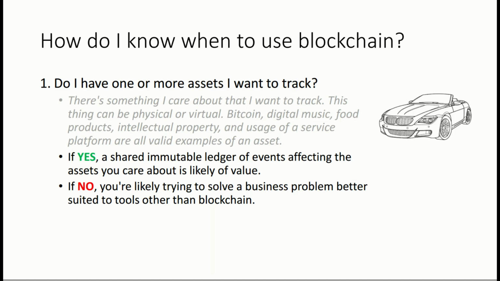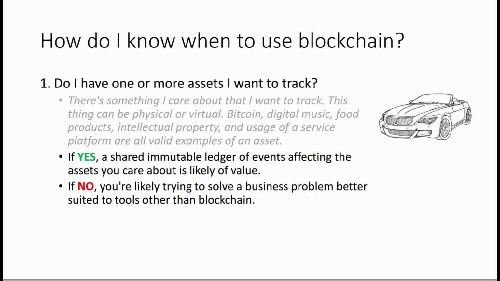And those things that I care about, those assets, those can be something physical or those can be something intangible, virtual. So a building, an automobile, a piece of jewelry could all be assets. But so could a Bitcoin, a patent assignment, a piece of digital content, intellectual property. All of these could be assets as well. And so what we're asking ourselves in question 1 is, hey, are there one or more things I care about and I want to keep track of?